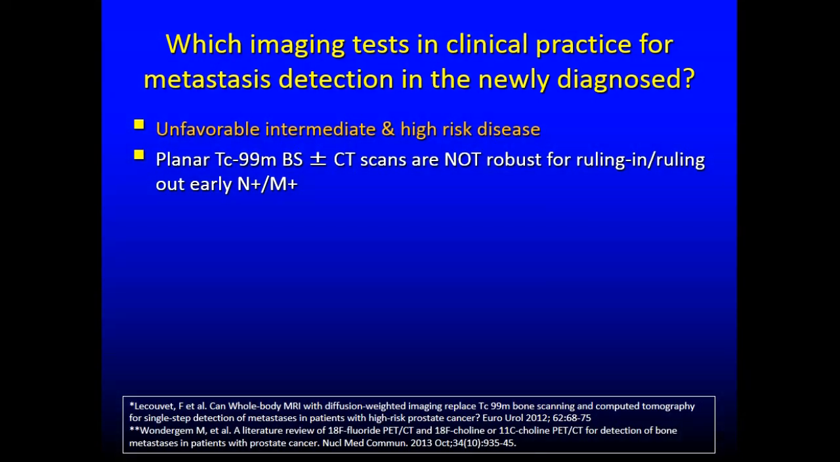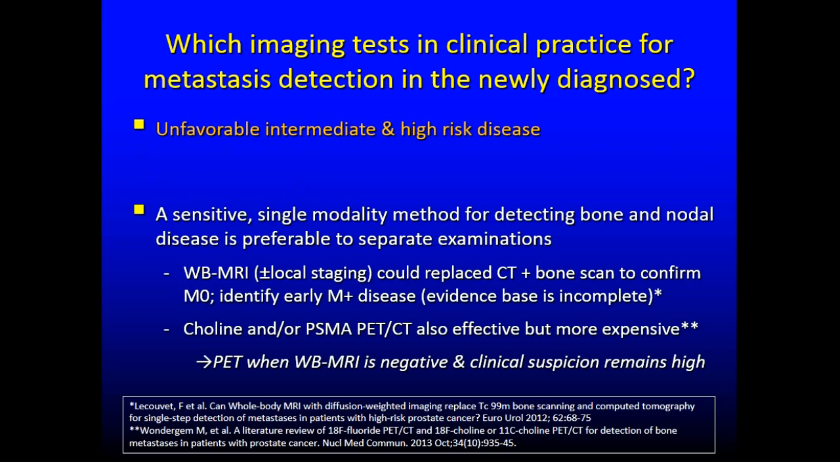So which imaging tests should you use in clinical practice for metastatic detection in the newly diagnosed? These are patients with unfavorable intermediate-risk and high-risk disease. Well, we are fairly confident that bone scans and CT scans are not robust enough for ruling out or ruling in the presence of nodal and bone metastases. We think that a single modality is probably what's required for both bone and nodal disease.